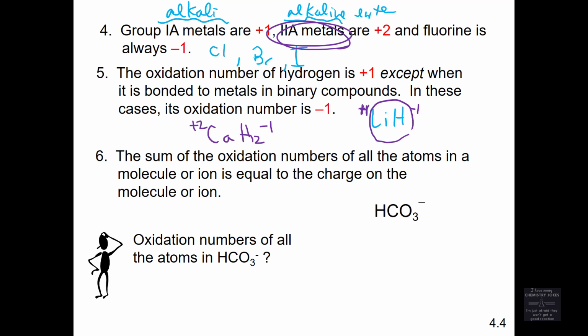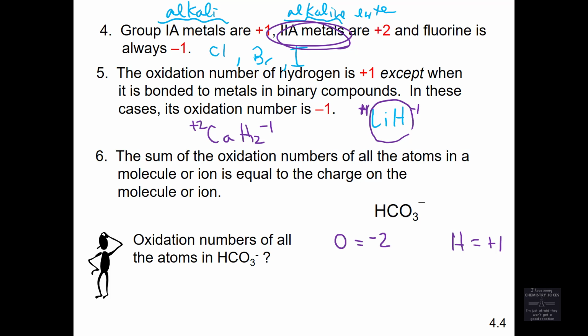So if we're talking about HCO3-, according to our rules, what numbers do we know? We know that oxygen is always a -2, unless it's uncombined as a diatomic, or H2O2, or O2 2-. Hydrogen is always a +1, unless it's in a binary compound like these up here. This is not a binary compound. So, carbon is not part of my rules. Carbon could be multiple charges.